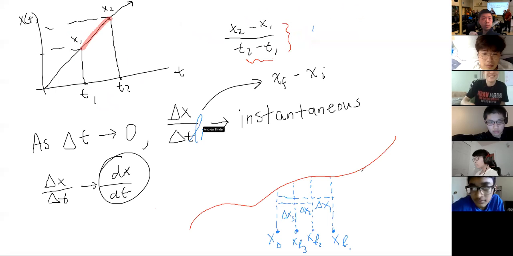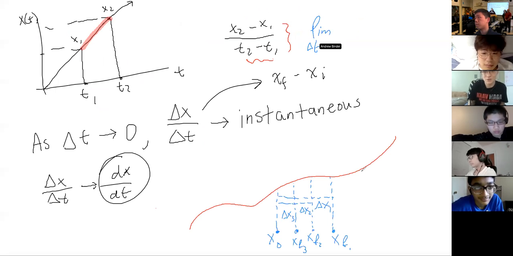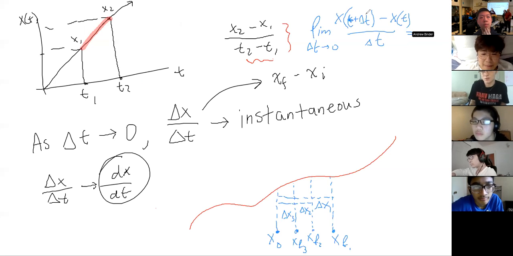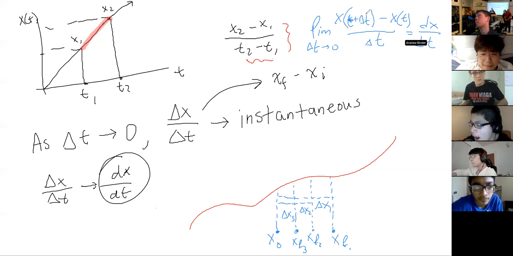All right, let's try this again. We take a limit as delta t, which is t2 minus t1, approaches 0 of x of t plus delta t minus x of t over delta t, which is just equal to dx over dt. There's our derivative. There's our instantaneous rate of change.